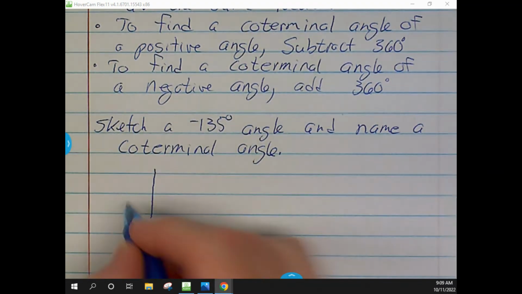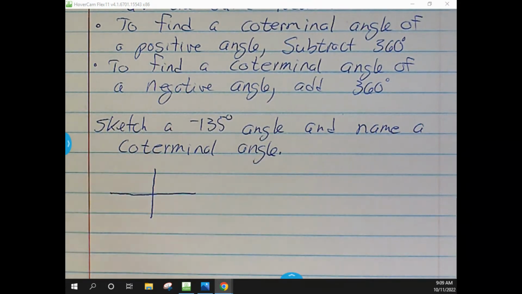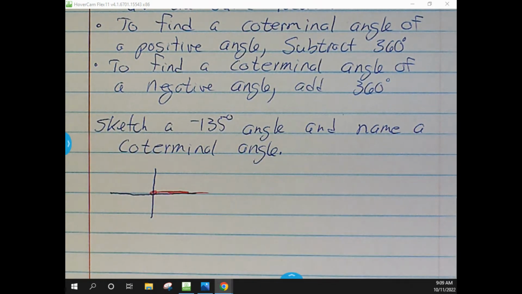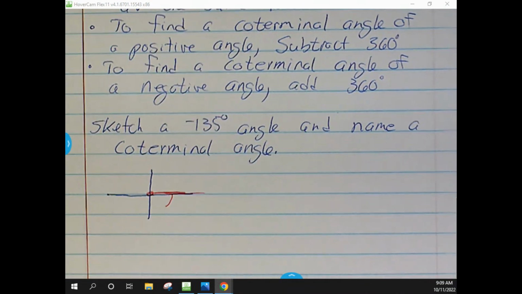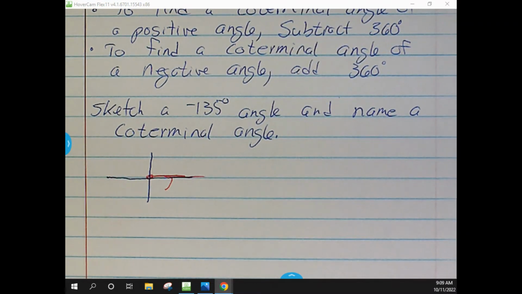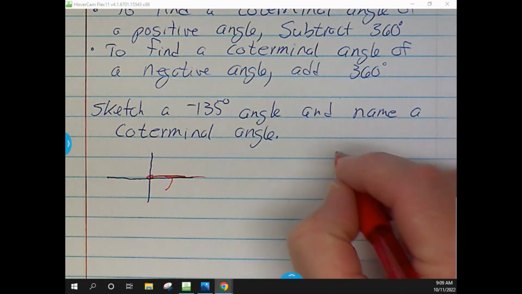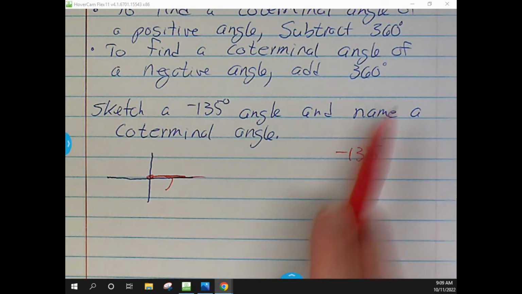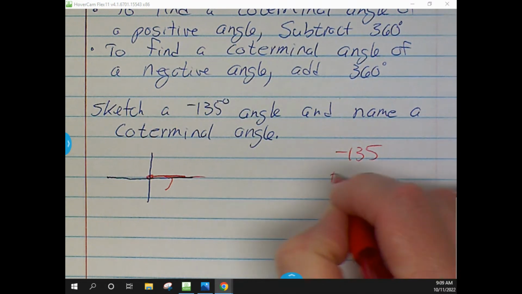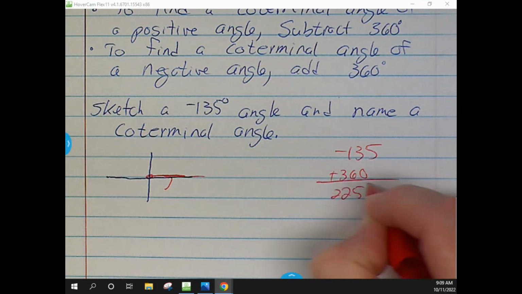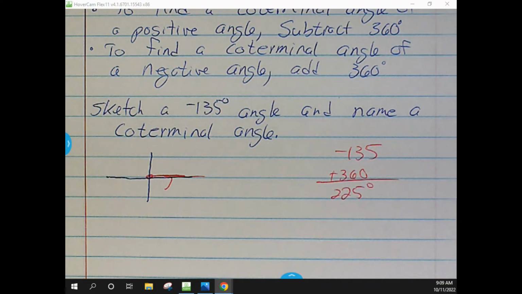All right, so just a quick sketch. There's our XY axis. So again, initial side is going to start here and go this way. And again, because it's negative, we know we've got to go down. And sometimes people are like, well, if it's negative 135, how far down do we need to go? Here's where we can kind of do both of these. If we actually get the coterminal angle first, if it's negative 135, and we have to name a coterminal angle, then what we said, if it's a negative angle, we're just going to add 360 to it. That would be 225 degrees.